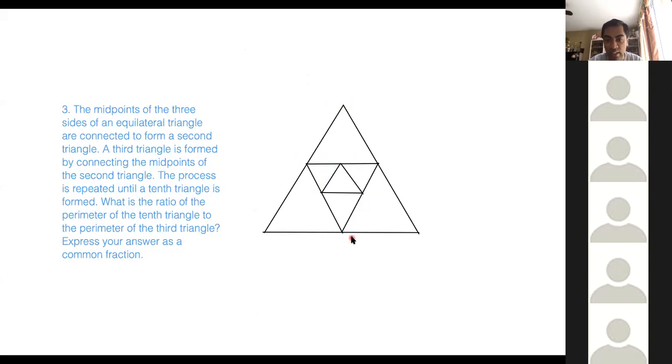Now there's one detail here that let's just talk about. How do you know that when you connect the midpoints here, this side is going to be half of this length? Any idea? Because it's an equilateral triangle. Good. Yeah, it is an equilateral triangle.